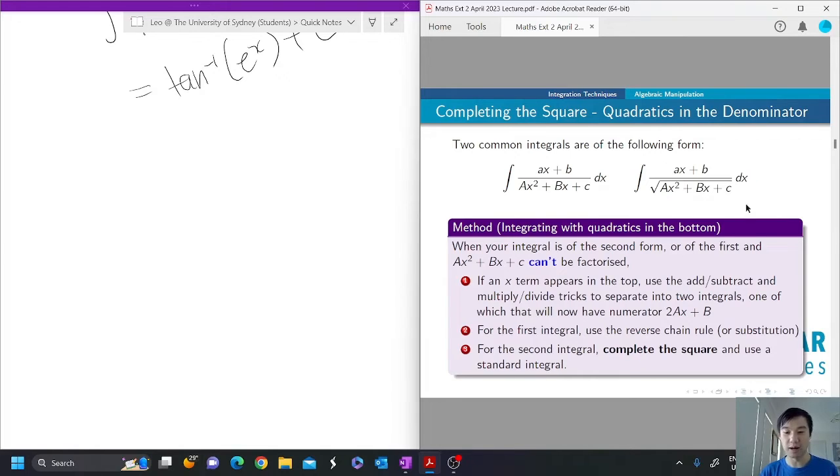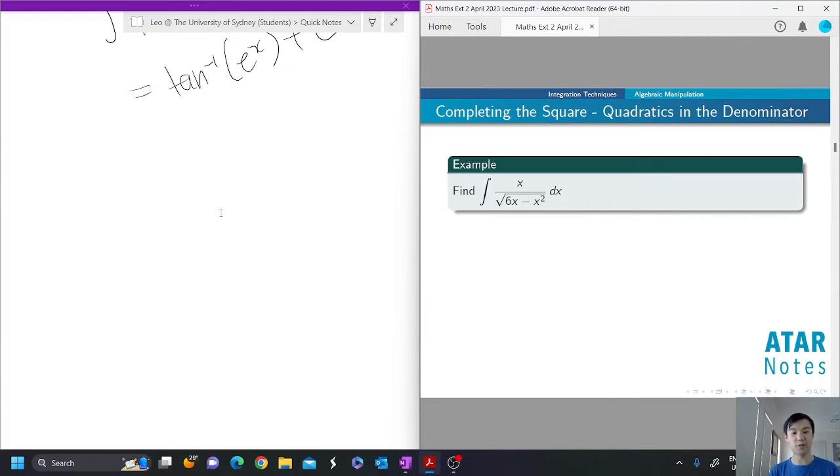This works if you've got ax squared plus bx plus c, the derivative of that is 2ax plus b. So you want to manipulate it so that the top has a 2ax plus b, because that's the derivative of ax squared plus bx plus c, so that you can apply the reverse chain rule, and then you can complete the square for the second fraction. That's only if there's an x term in the top already. This also only works when the bottom is irreducible, meaning it can't be factorized. So let's take a look at an example.